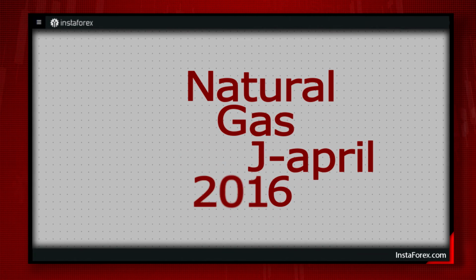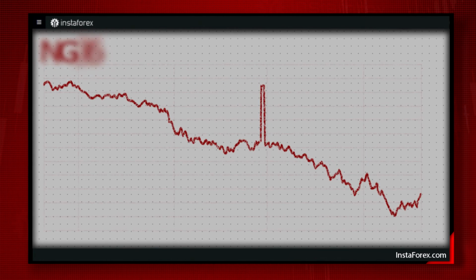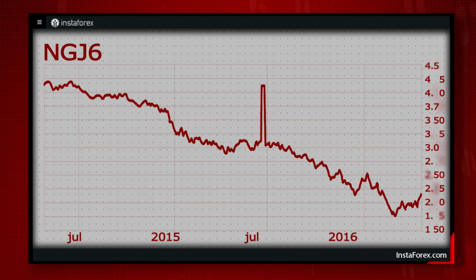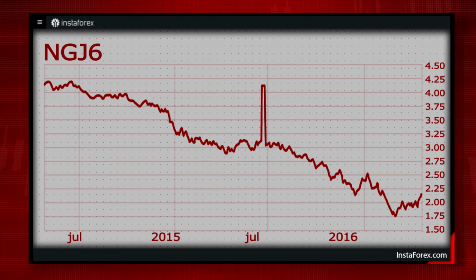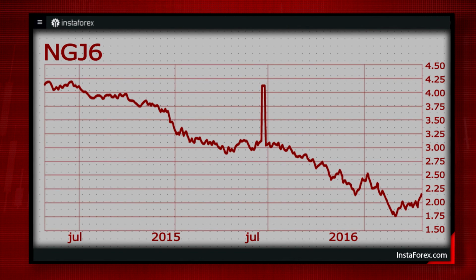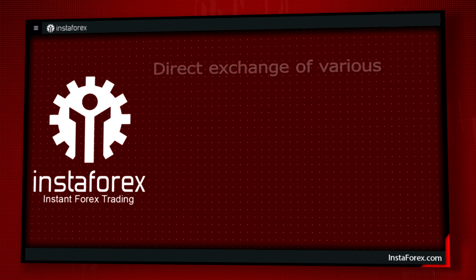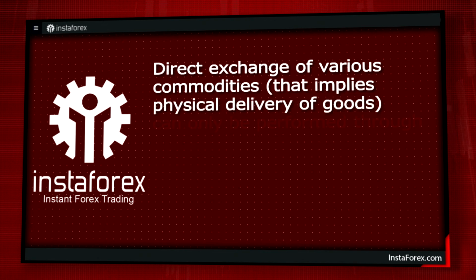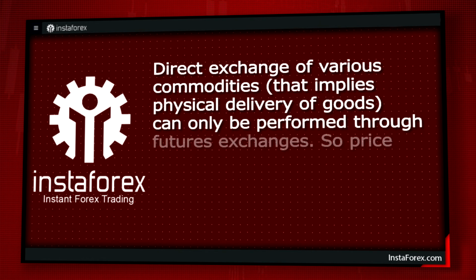The most liquid futures are the contracts with a maturity closest to the expiration date, as their market prices are very close to the real prices of the underlying assets, so the chance of sharp price swings is rather low. Direct exchange of various commodities, that implies physical delivery of goods, can only be performed through futures exchanges.